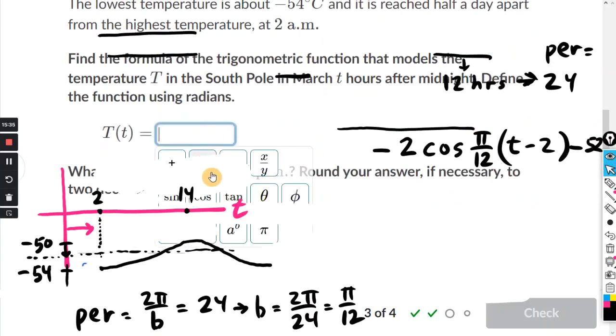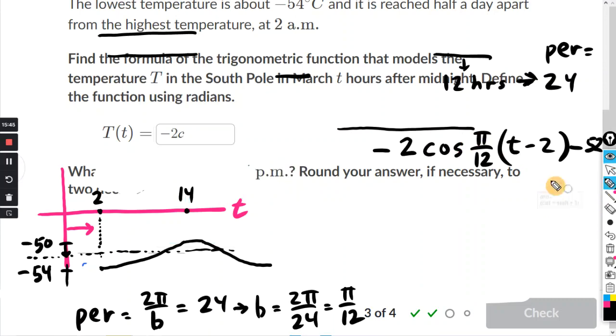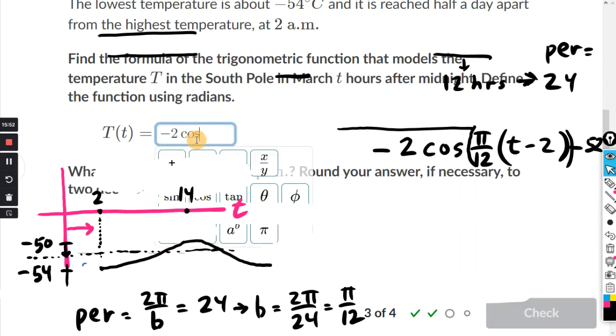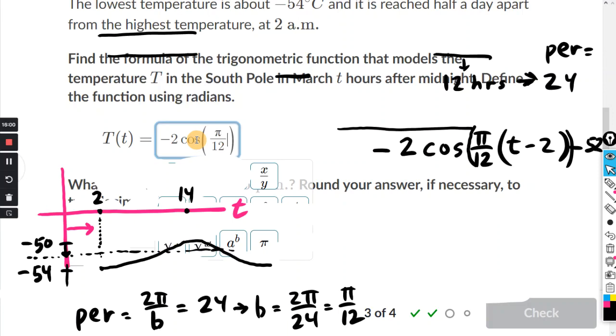All right, so click in the box. I'm going to do -2 cosine. I actually should have put parentheses on this. Put it here and here. Okay, so that's better. -2 cosine, parentheses, pi over 12, so pi/12. Hit the right arrow key, parentheses again, t minus 2. And then outside the parentheses, -52. Okay, so we have our equation.